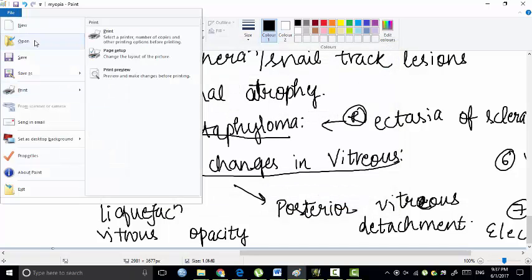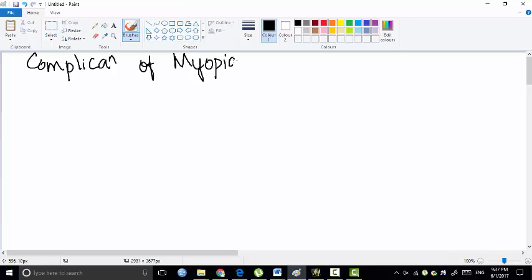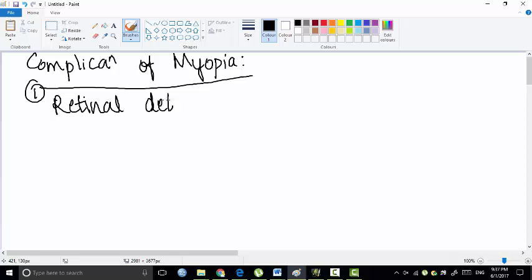Myopia. So now coming to the complications of myopia. What is left here is complications of myopia and the treatment. So complications of myopia, it's simple. The first complication is, as I have already said, retinal degeneration, right? So sometimes there may be retinal detachment also.